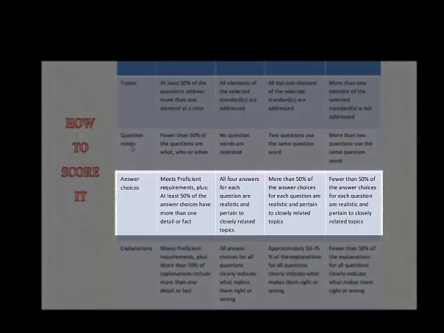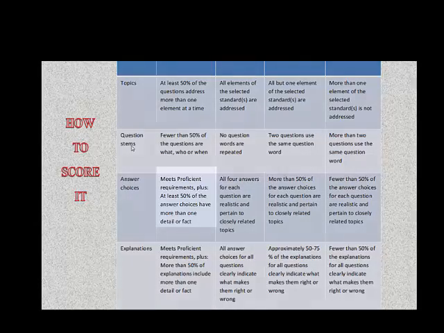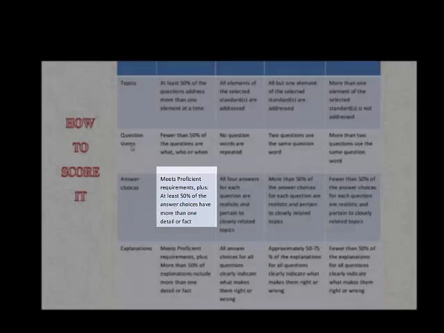Answer choices. Again, we start with the proficient category. All 4 answers for each question are realistic and pertain to closely related topics. That's what you want. If they're able to do more, wonderful. We slide over to the advanced category and we see that they meet the proficient requirements, plus the answer choices are thorough, they're rich, they have more than one detail or fact. So a student can demonstrate her knowledge very well if meeting that advanced category.